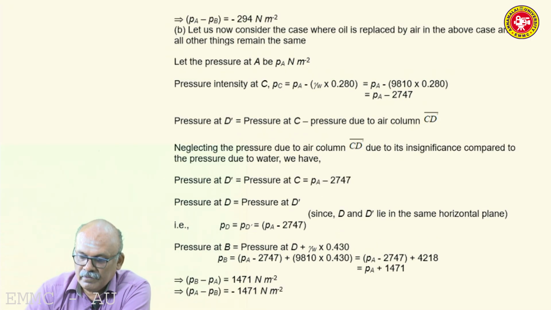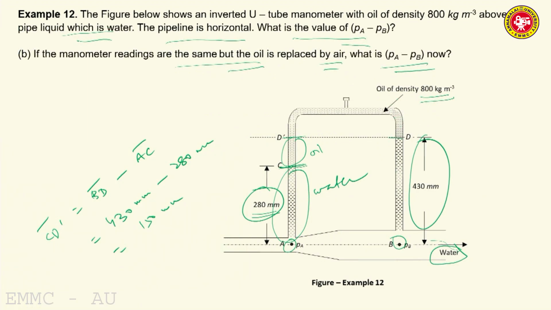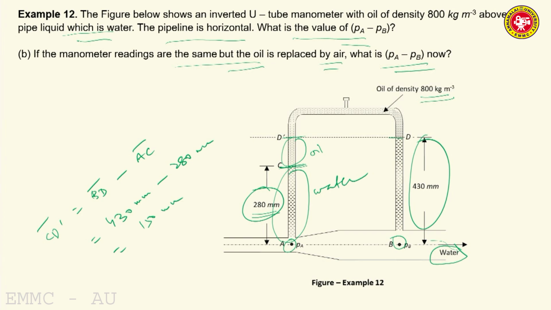Then pressure at D. So D is a point in the same horizontal plane as that of D dash. So the pressures will be equal. Pressure at D will be equal to pressure at D dash, since D and D dash lie in the same horizontal plane. So PD is equal to Pa minus 3924. Then you are coming down to B, the next gauge point. So B will be greater than PD because B is lower than D. The pressure increases with decrease in elevation, or the pressure increases with depth.